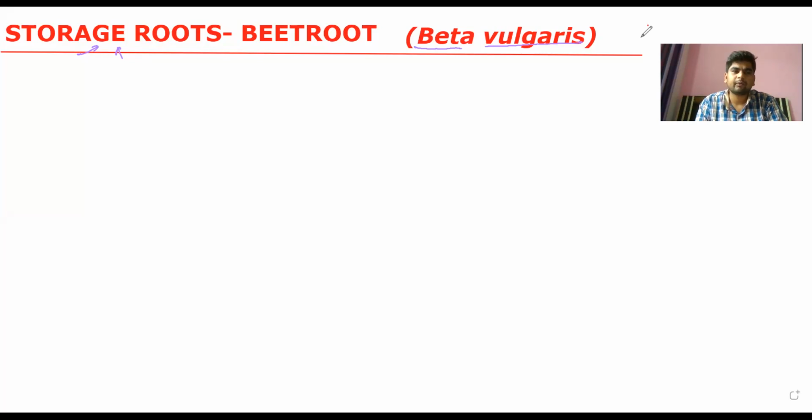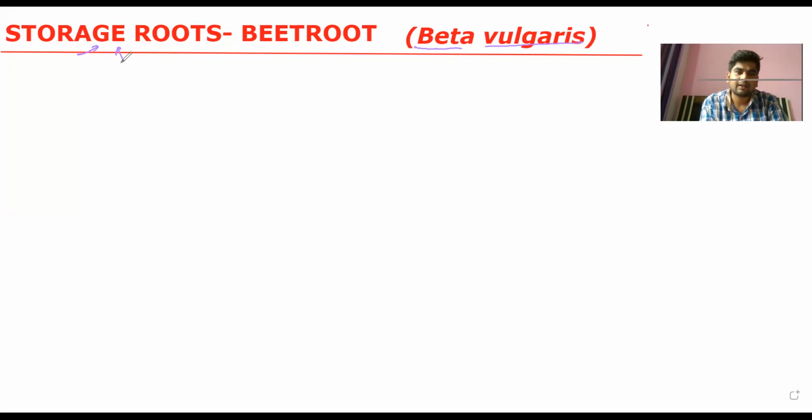In today's video, we will discuss a modification of root, that is the storage roots, and we will discuss one example, that is beetroot. Botanical name is Beta vulgaris. So we will discuss the process of appearance of these storage roots, or how the secondary growth takes place in the storage roots.